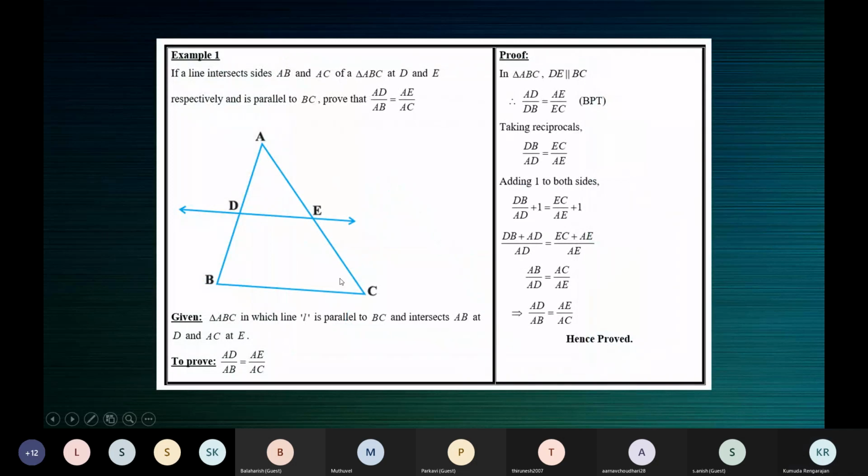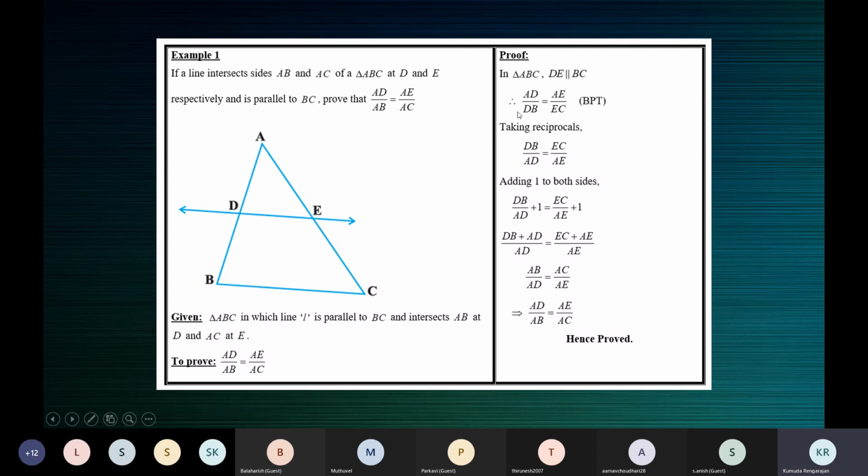So see here. This is given to you. So this is the direct, see here, children, this is the direct result by BPT. Read this, AD by DB is equal to AE by EC. Why are we taking reciprocals? Because in the result here, we have AD, AE, AB, AC, and this is DB, EC.